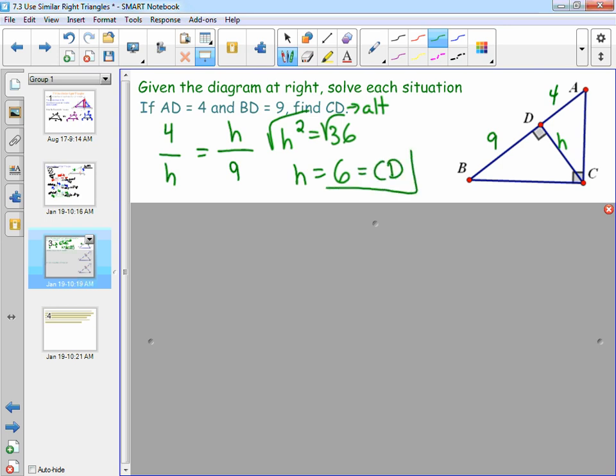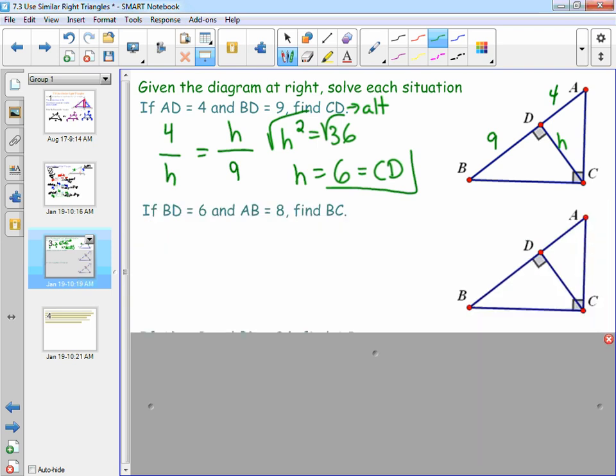So our final answer will be that 6 equals CD, the length we are trying to solve. The next one, and again, a completely different situation. If BD equals 6 and A to B is 8, and whenever you're doing a total length like this, a lot of times you'll see a line drawn outside to show that the whole thing is 8, and we are asked to find BC.